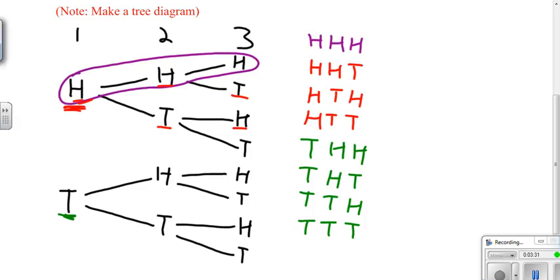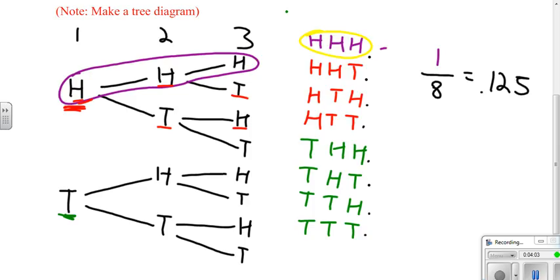And like I said, there was only the one case where we got what we were looking for, all 3 of them being heads. So if we count them up, looks like we have 1, 2, 3, 4, 5, 6, 7, 8 possibilities, 8 total. That's what we'd put on bottom. And there's only one way to make it work the way we want it to, so we'd say 1 out of 8 is our probability, or our probability is 1/8. Or we could rewrite that in decimal form as 0.125. That's another way to look at it.